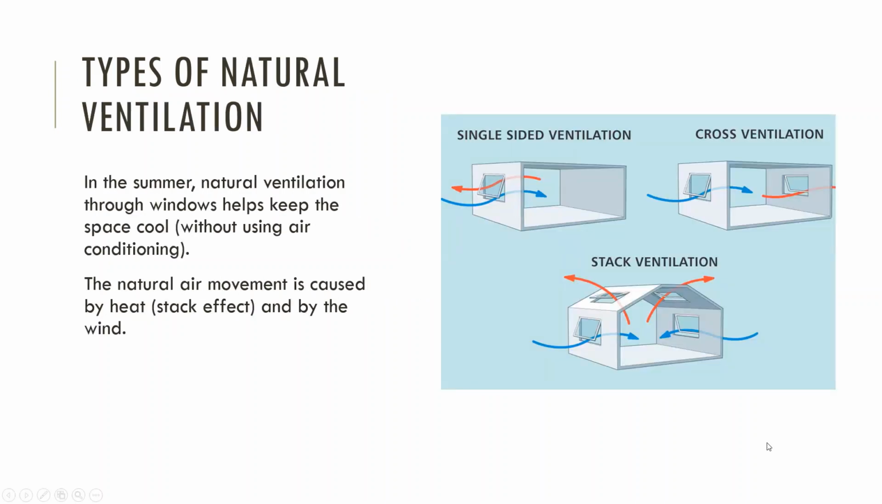Natural ventilation in summer helps to keep the spaces cool, without the use of air conditioning. The movement of the air can be caused by heat, because hot air goes up, or it can be caused by the wind. You can have single-sided natural ventilation, just through one window, but it's better to have two windows where the air can go across the space.